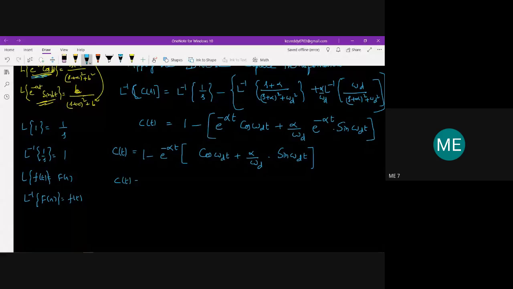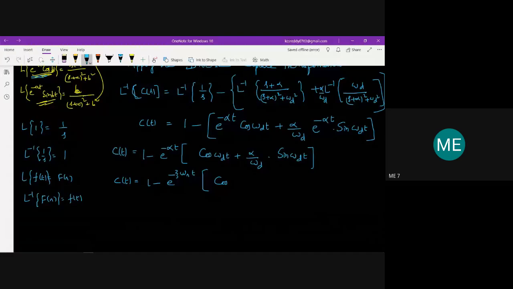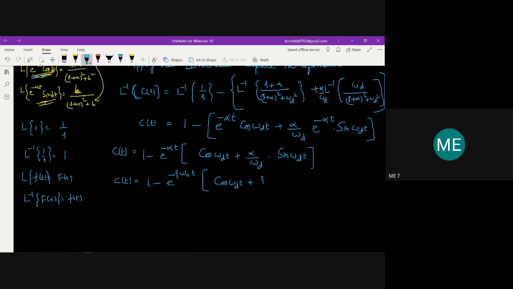Then I'll get c of t is equal to 1 minus e power minus zeta omega n into t, cos omega d t. Omega d t I'll keep like that only. Alpha is zeta omega n, and this omega d is omega n into root of 1 minus zeta square, and the sine omega d t. So here these two terms will be cancelled out, that is omega n and omega n.